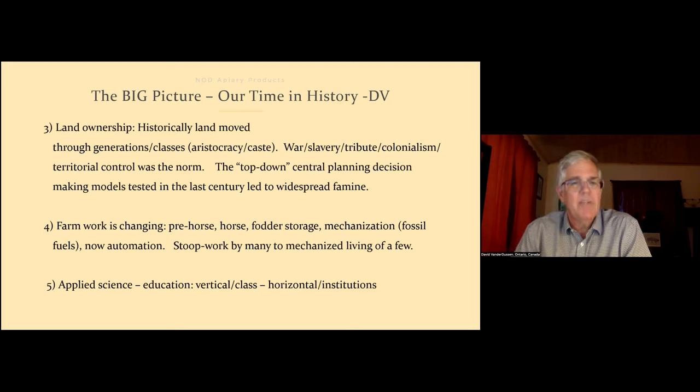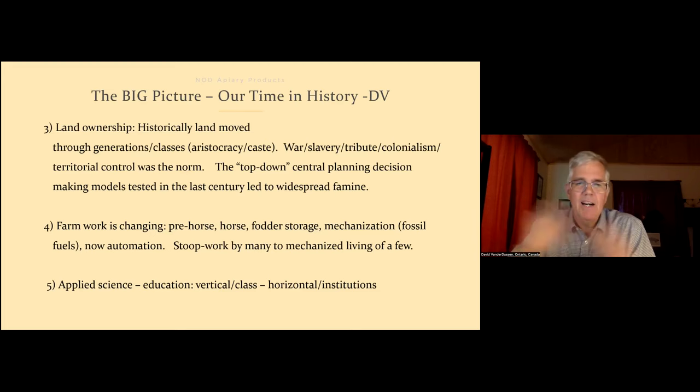The other thing is the actual work itself. Just to give a mental space, there was the pre-horse time, and then of course when the horse came we could have the plow, and they did a lot of the work of the farm. Coming along with that was storing food for the horses and other animals. Horses were originally used for nomadic work, for herding, but then they started being used on the land for growing crops. And now we have mechanization because of fossil fuel and the internal combustion engine, and we're moving quickly towards automation. If you go to a farm show now, and Nieh probably has been to several, there's a lot about automatic milkers for cows, or how to use drones to assess the quality of the soil of your fields, so you can determine what fertilizers to use and which crops to grow. So the historic stoop work by many has been changed to the mechanized living of a few.